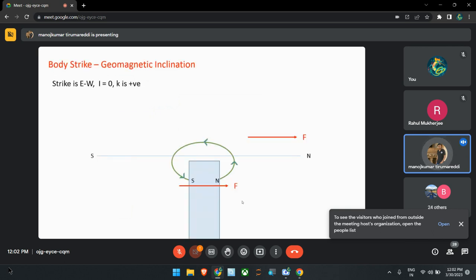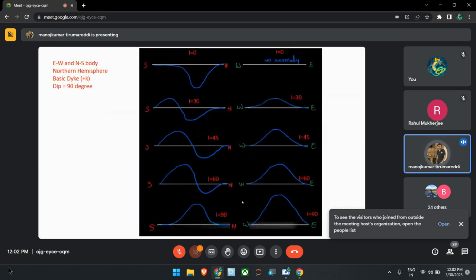These are actually positive susceptibility bodies. For negative susceptibility bodies, we'll get just the reverse pictures, where low at the equator, then you will get positive. This positive peak will be the same here, anomaly negative, just with inclination and will be high.